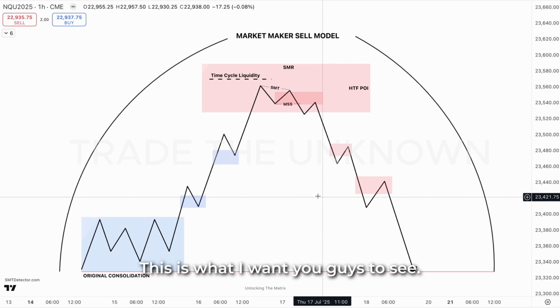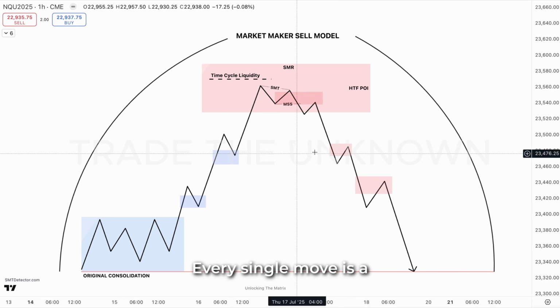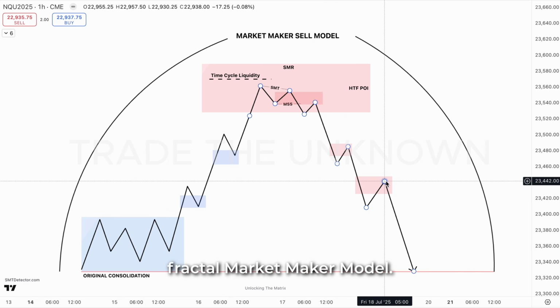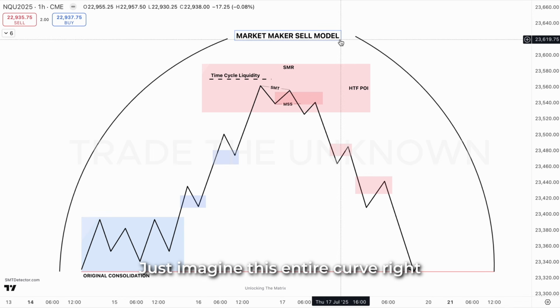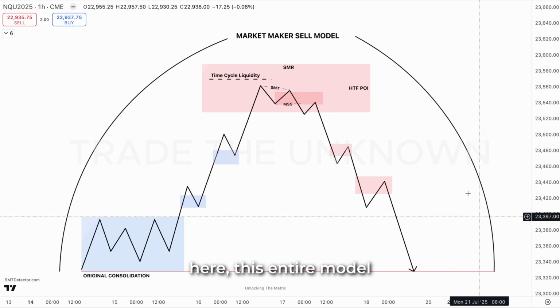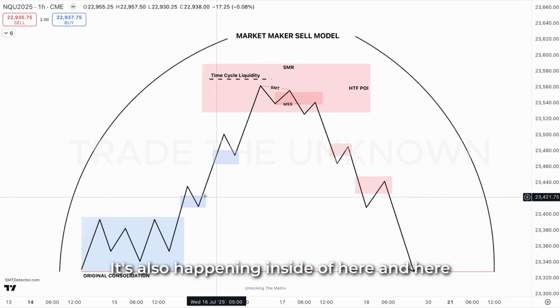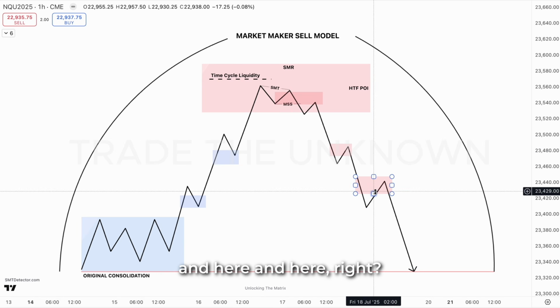This is what I want you guys to see. Every single move is a fractal market maker model. Just imagine this entire curve right here, this entire model that I've laid out. It's also happening inside of here, and here, and here, and here, right?